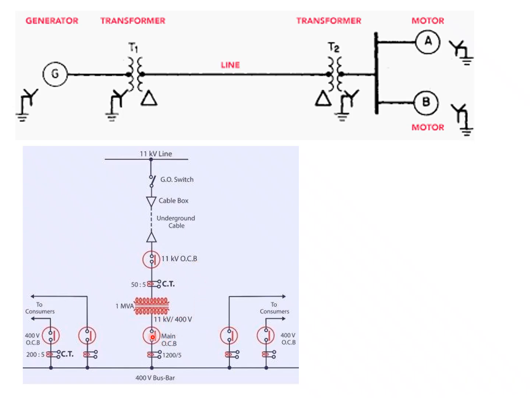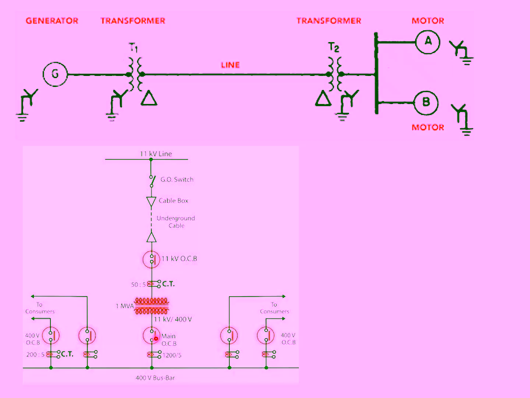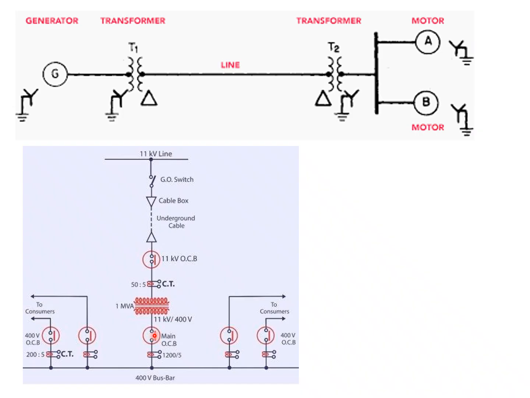Once again, this is the 11 kV oil circuit breaker, and this is the main circuit breaker. It can be MCCB, it can be ACB, or it can be OCB. And this shows the distribution diagram and further to other consumers.